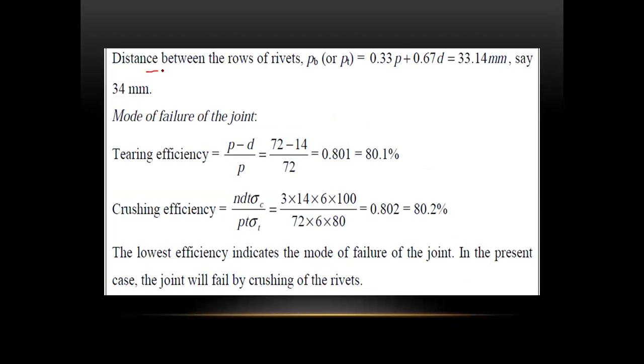Next, the distance between the rows of the rivets, pb or pt. So this is a formula. Say this is the distance. Next, the mode of failure of the joint. The tearing efficiency, p minus d by p, is equal to 80.1. Crushing efficiency, and this is a formula. So all the formulas you can see in this data. This is 80.2. The lowest efficiency indicates the mode of failure of the joint. In the present case, the joint will fail by crushing of the riveted joint. Got it? Very simple problem, which you can directly do.